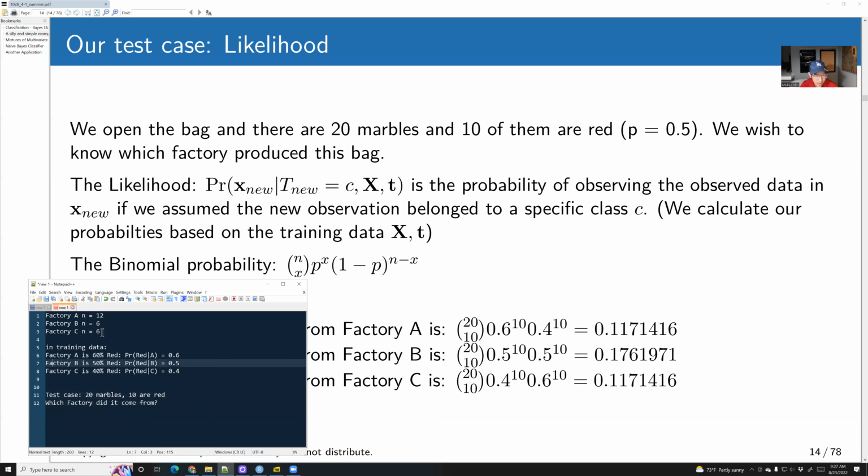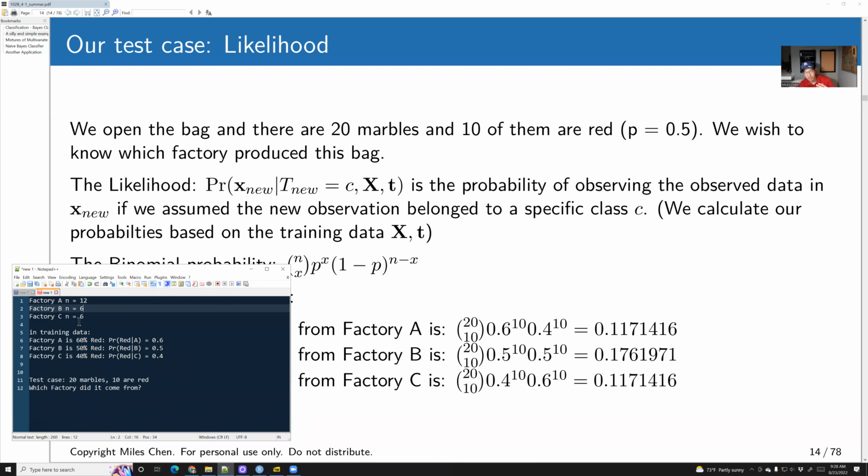But then if we look at the classes, it looks like factory A produces more bags than the other factories. So maybe it's factory A. We want to combine these two competing ideas. One says factory A is producing half of our things. The other says our data looks most like factory B, so maybe it's coming from factory B. And this is what we want to try to figure out.